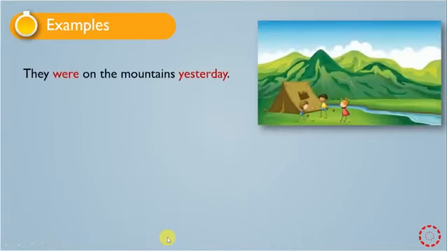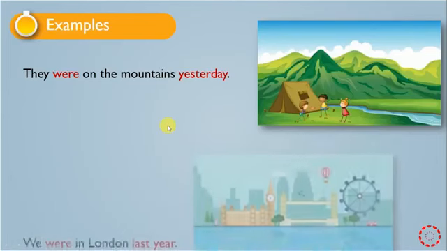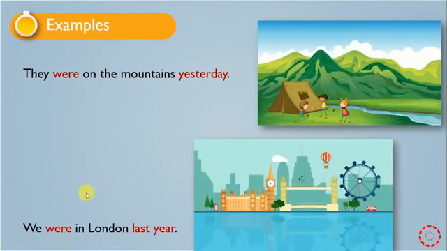For example: they were on the mountains yesterday. The subject is they. That's why we use were, not was. We were in London last year. We is the subject. We use were with we. We don't use was. And the past time expressions are last year or yesterday.